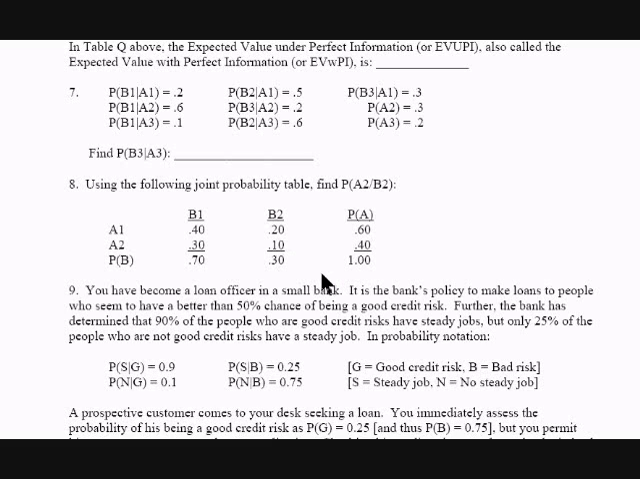So we're going to look at the total for column B2, which is here, and we're going to take the value in here for A2 and divide it by the total. So you just look at this as similar to a ratio.